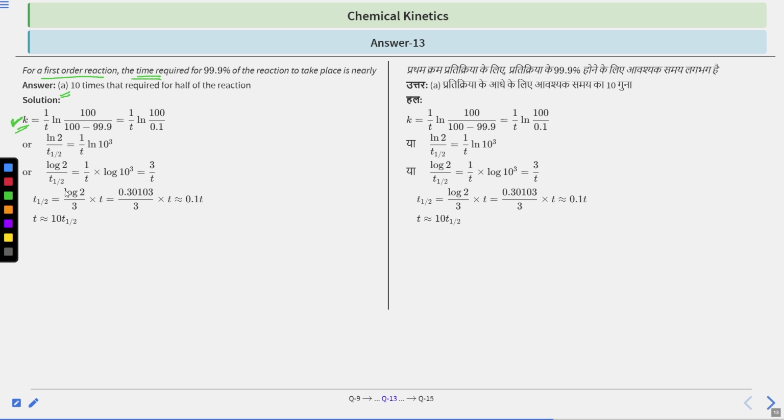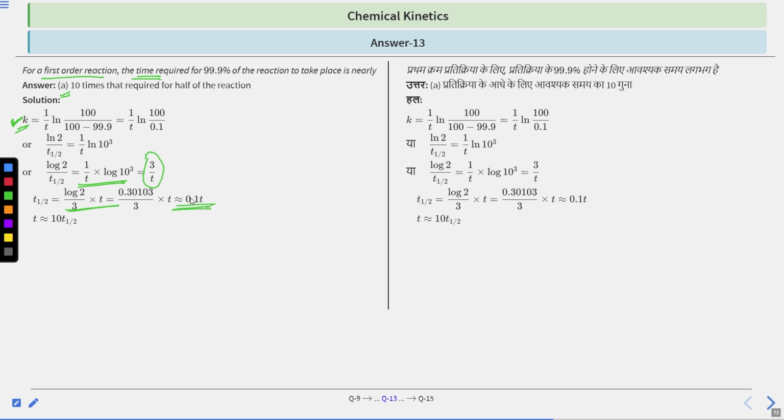So log 2 upon T half is equal to 1 by T log 10 to the power 3. And this term will become equal to 3 by T, because log 10 is 1 and the 3 in the power, with the use of the log property, comes in as multiplication. So log 2 by T half is equal to 3 by T. So T half will be equal to log 2 upon 3 multiplied by T. Log 2 value is 0.30103, divided by 3 times T, and it comes out equal to 0.1 T.